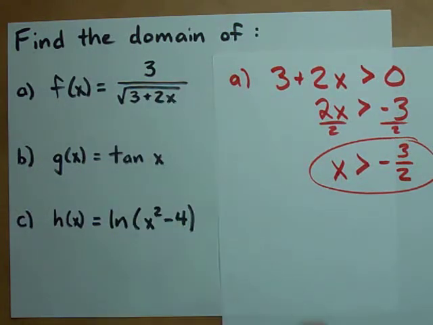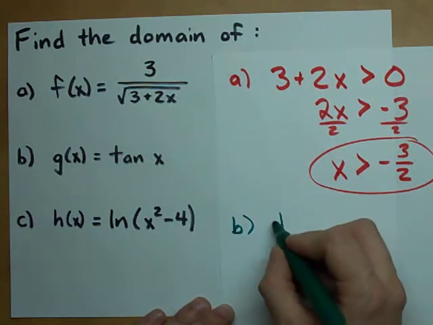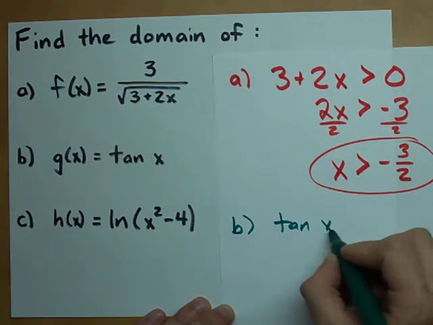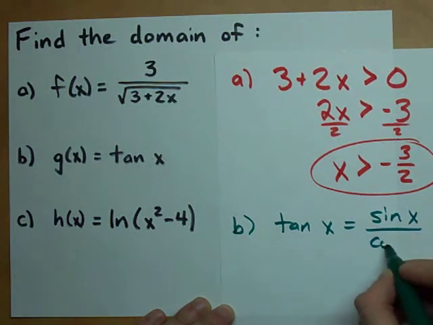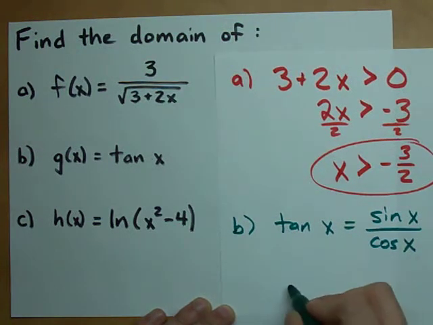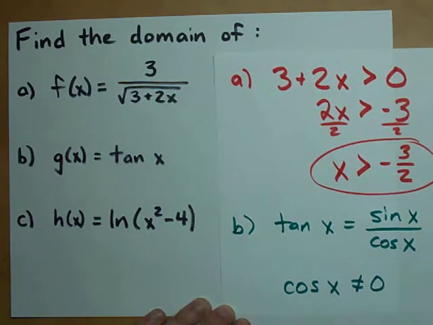Let's try this again in B. B, though, only says tan x. What's special about tan x? Well, tan is sine divided by cos. So all of a sudden, we're limited by the fact that cos is not allowed to be 0.